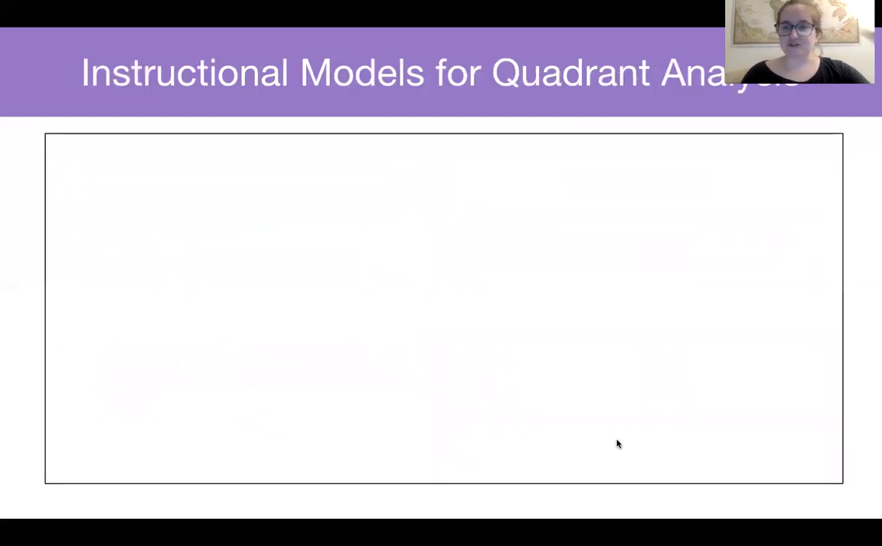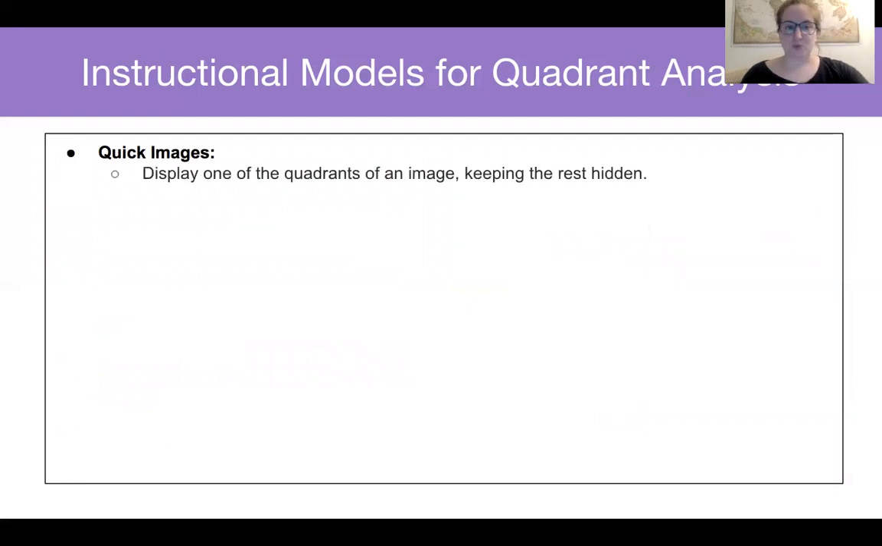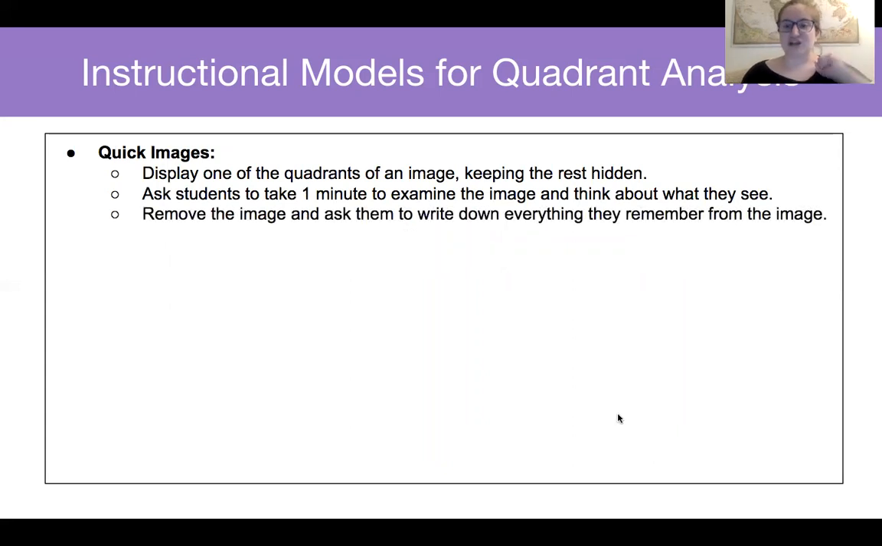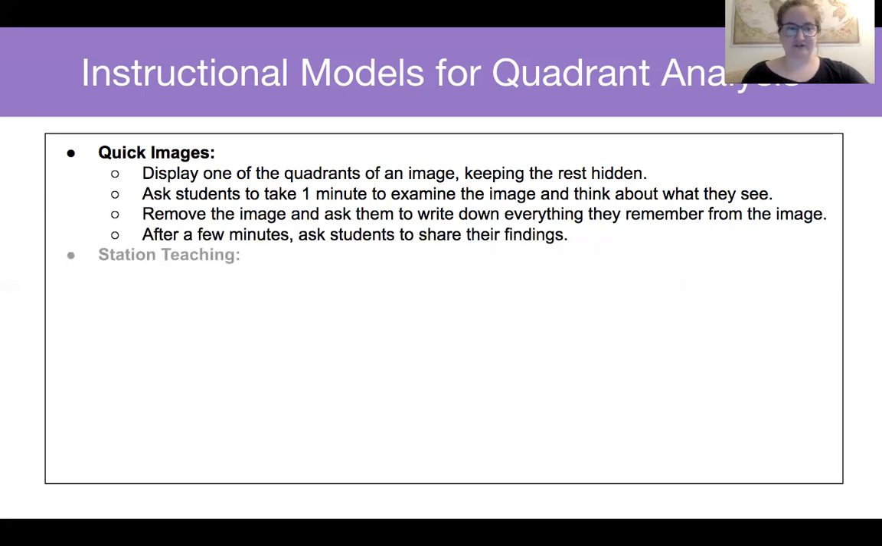Now, there are some different instructional models you can use when teaching a lesson with quadrant analysis. For example, you might want to use a quick images routine where you display one quadrant of the image, keep the rest hidden, and ask students to take a minute to observe it and think about what they see. And then you remove the image and ask them to write down everything they remember. After a few minutes, you then ask students to share their findings.